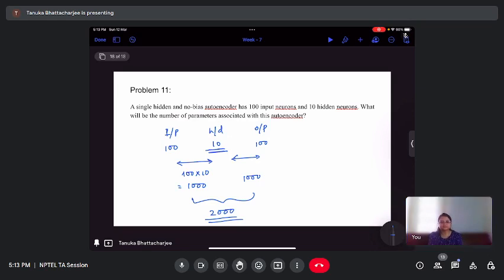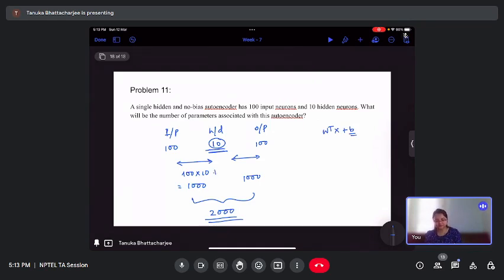I mean, this last question, if we include the bias, what will be the answer? Okay. So, if you include the bias, in the hidden layer, for each neuron you will have one bias term involved. So, each neuron basically performs W transpose X plus B. So, one bias term is involved for each neuron.